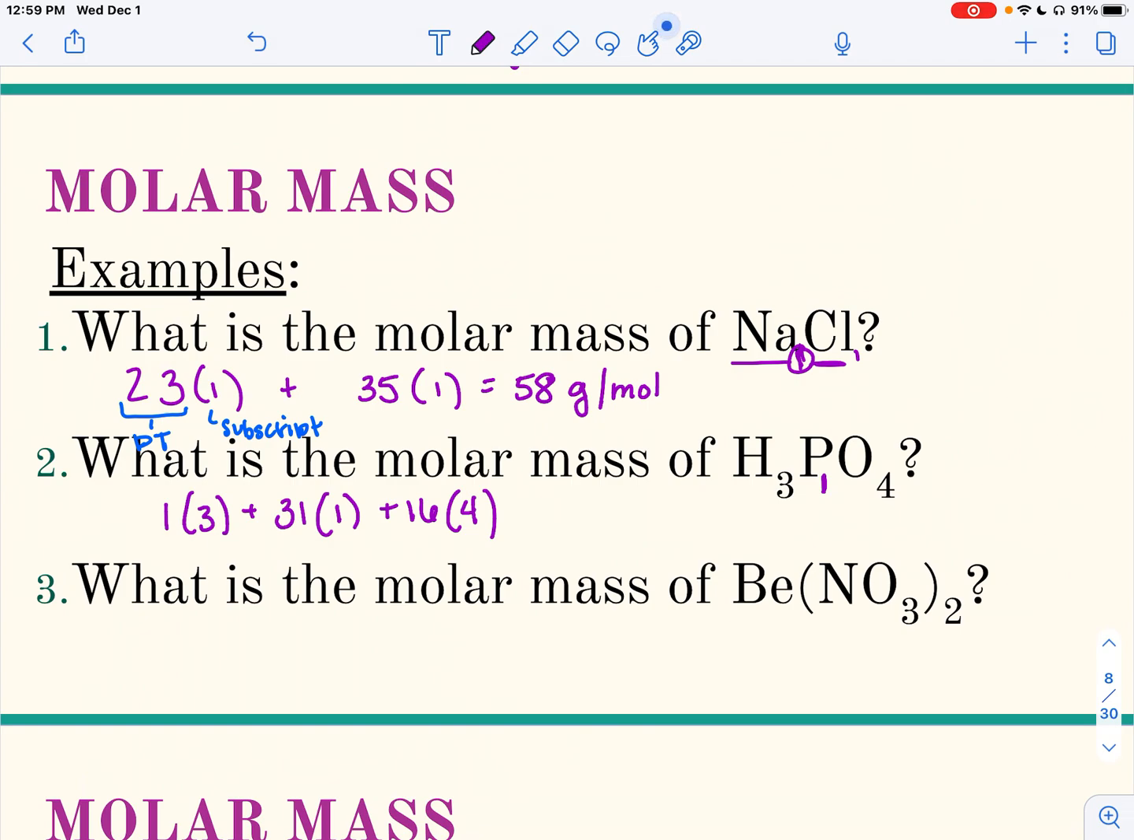So again, these numbers outside the parentheses are from the periodic table, and these numbers are the subscript. And when you do that math out, you get 98 grams per mole.